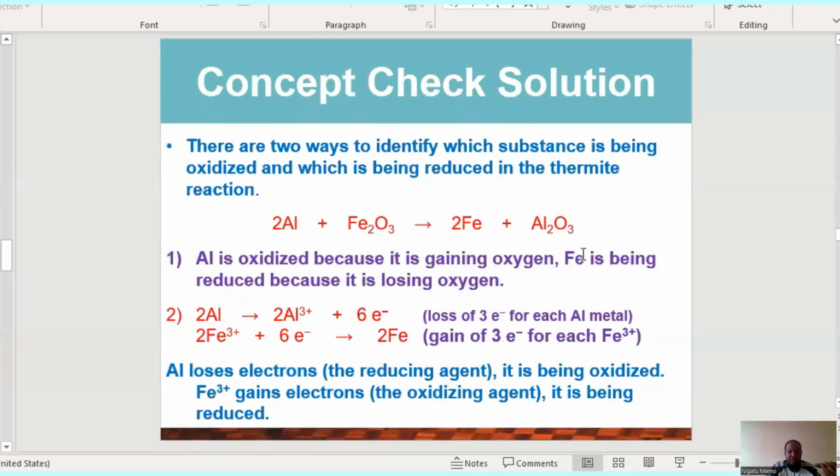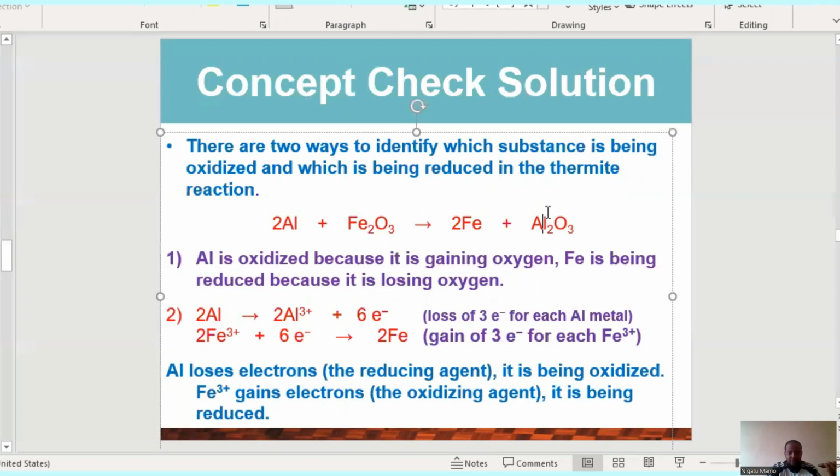There are two ways to identify which substance is being oxidized and which is being reduced in the thermite reaction. This is the chemical reaction, a balanced chemical reaction. Aluminum is oxidized. Why? Because the oxidation state of aluminum is changed from 0 to what? +3. The oxidation state of aluminum in neutral form is 0. The oxidation state of aluminum in Al2O3 is +3. Oxidation number increased.